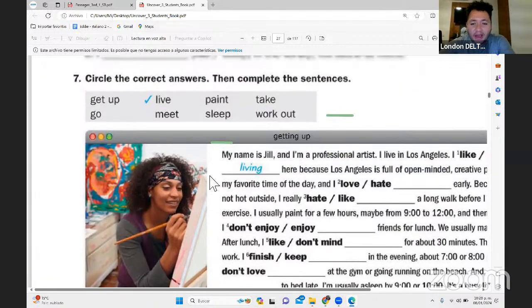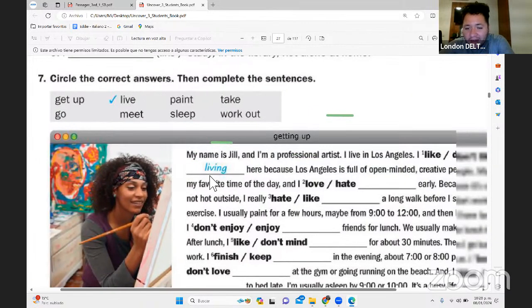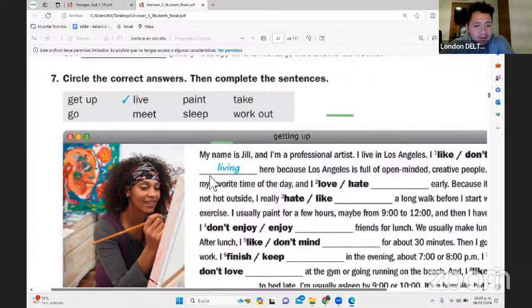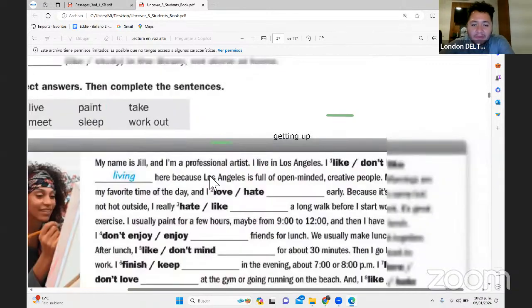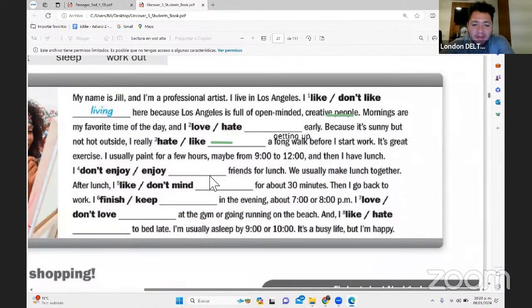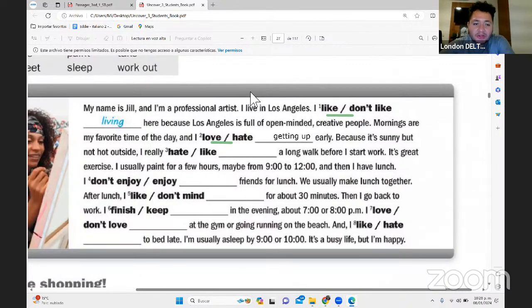Okay, then number 2, I like taking a long walk. Muy bien. Es dar una caminata, right? That's the next expression. And number 3, I like taking a long walk. Okay, excellent. So we continue reading.